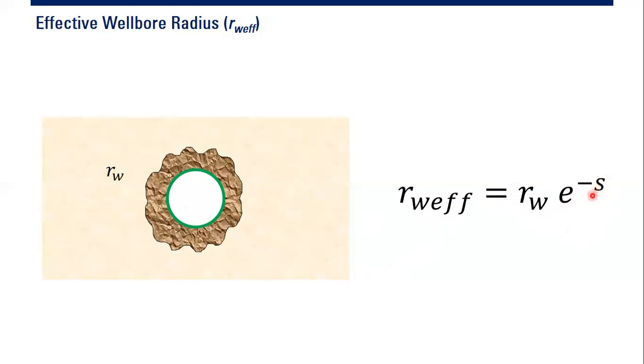So you can see when we have formation damage, we have positive skin factor. And this one, e to the power of minus of the positive skin factor, we can also write as 1 divided by e to the power of positive s. This factor can be very, very small, 0.000 something, such that the effective wellbore radius is now very small compared to the original wellbore radius.